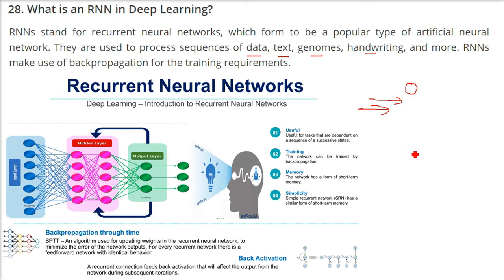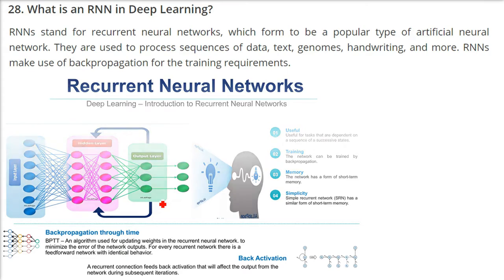It's time based, right? Because we need to keep track of the time and the previous data also. For example, in Gmail, as soon as you write "as soon," it will by itself give you the suggestion "as soon as possible." So RNNs make use of back propagation for training. This is basically back propagation through time. So what you have to keep in mind is RNN is all about temporal, time related neural networks.